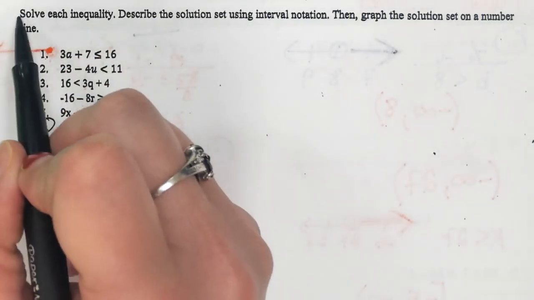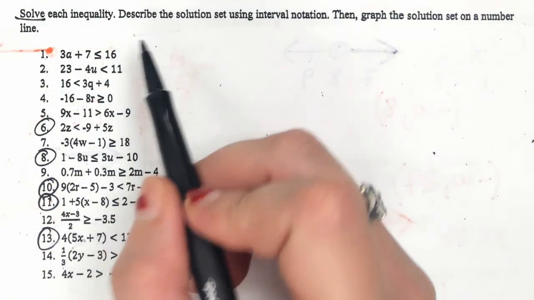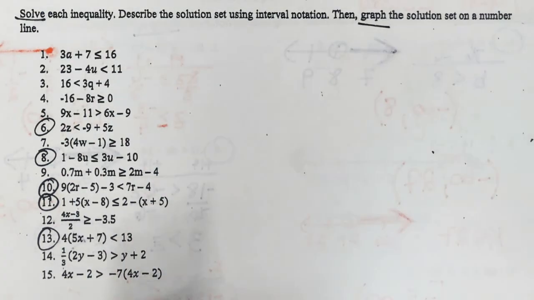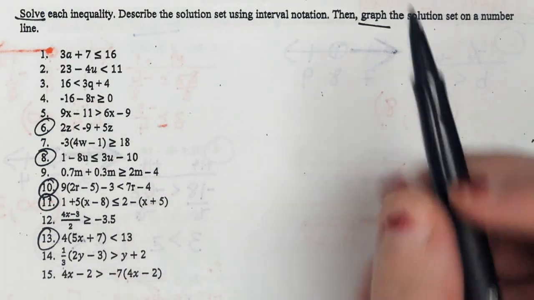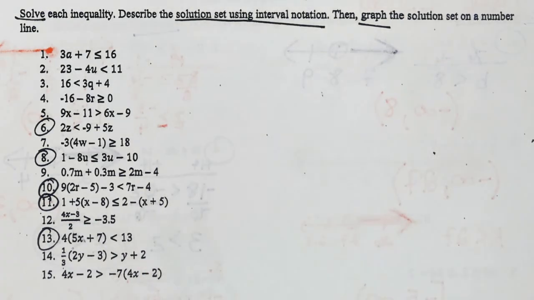Alright, look what it says to do. It says to solve first, then graph it next. So I would solve it and then graph it, then give me the interval notation, okay? Solve it, graph it, then give me the interval notation. Y'all okay? Yeah? Okay, y'all try those real quick.